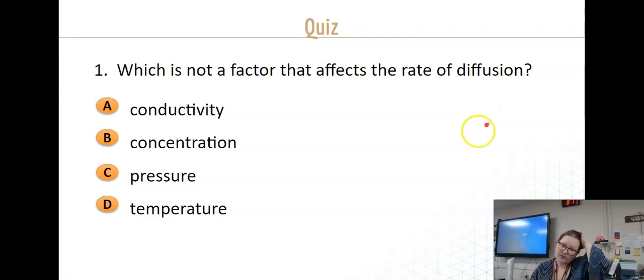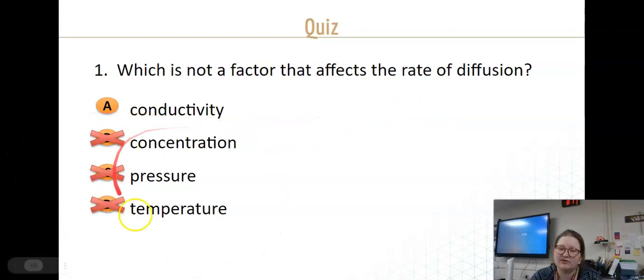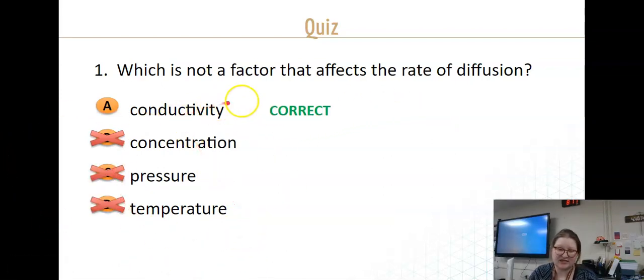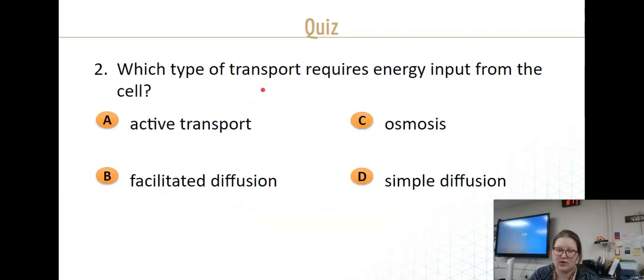All right, really quick review question time. Which is not a factor that affects the rate of diffusion? Conductivity, concentration, pressure, or temperature. So which does not affect it? Not concentration, not pressure, not temperature. All of those affect the rate. It's going to be conductivity. That does not affect the rate of diffusion at all.